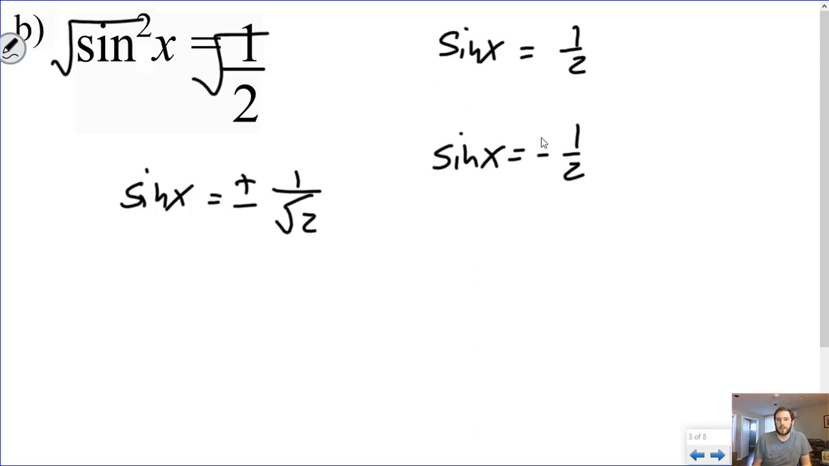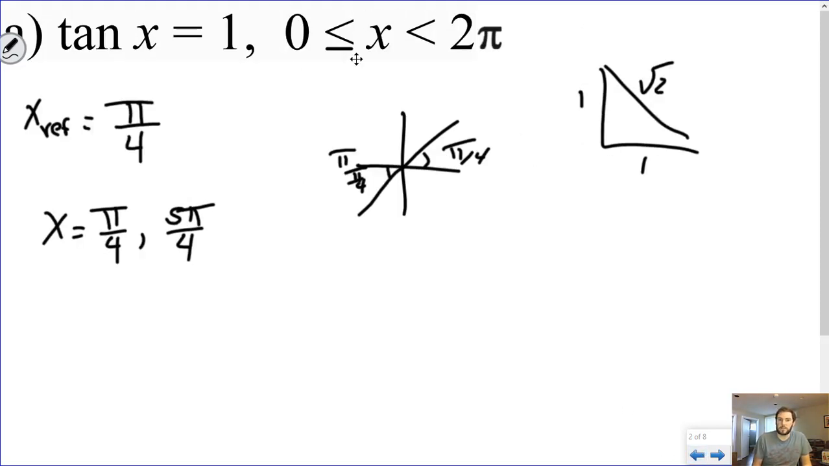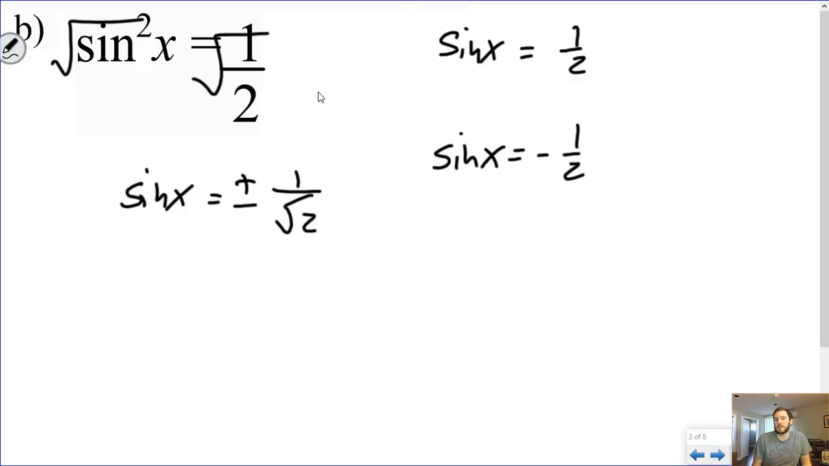But before we do that, we also have to take a look at our domain. Notice with the previous question, our domain was from 0 to 2 pi. But now with this question, there is no domain. So we're looking for all possible answers. Sorry, there should be a square root of 2 here, my bad.